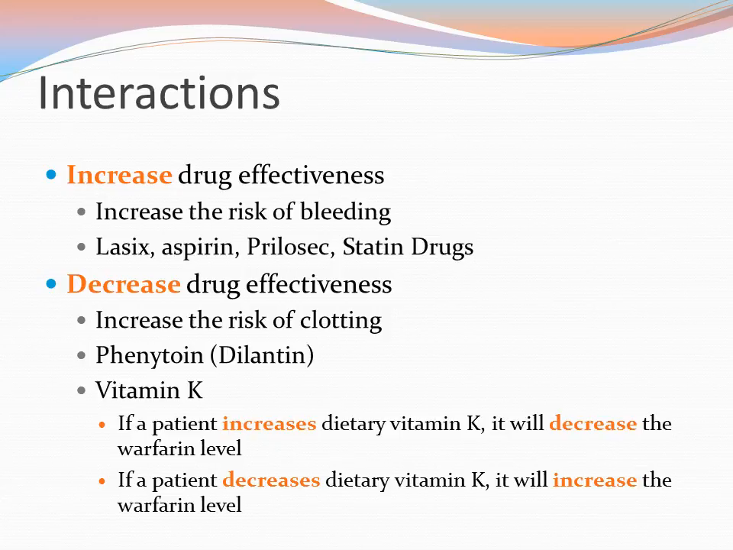What happens when you decrease the Coumadin levels or the warfarin levels is it's going to increase their risk of clotting. So they're going to be at a higher risk of having a heart attack, a stroke, a pulmonary embolism, whatever it might be. Now on the flip side, if the patient suddenly decides to decrease their dietary intake of vitamin K, nothing's keeping that Coumadin in check, so their INR is going to skyrocket, which then increases the risk of bleeding. Both sides are bad.